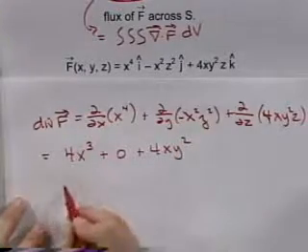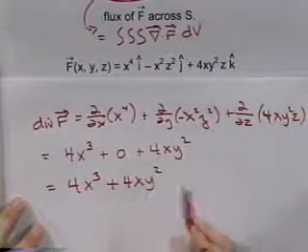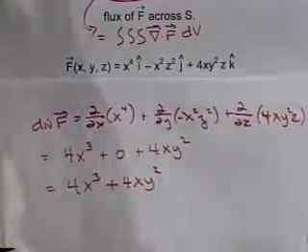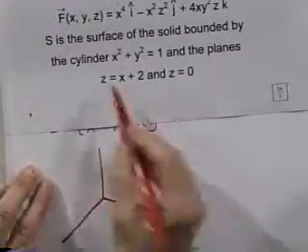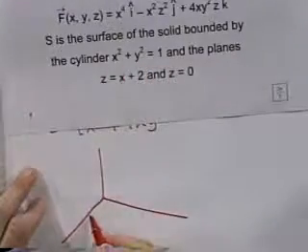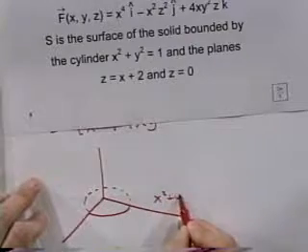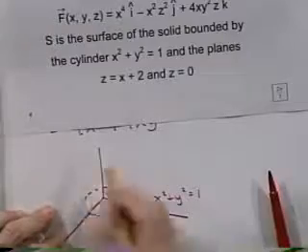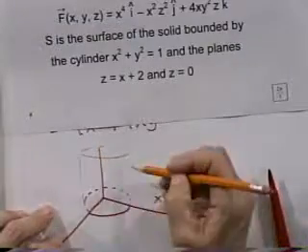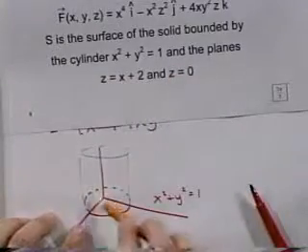So my divergence is going to be 4x cubed plus 4xy squared. Now let's figure out what the surface looks like. Well, my surface is the solid bounded by the cylinder x squared plus y squared equals 1. That looks like that. Normally we can draw that, extend it up and down. Our book usually is nice and just makes us extend it up. Z equals 0, that's down here, that's the xy plane.